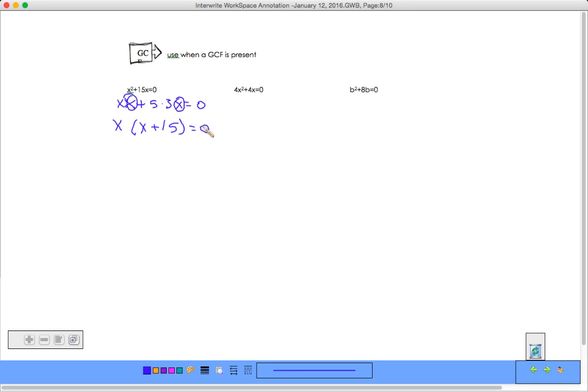Or for those of you that are getting really good at GCF, we can look at this and say they both share an x, so I can take an x on the outside, and x times x would give me x squared. X times 15 would give me 15x. So this is factored by GCF. Once it's factored, if you have two things that are multiplied together that equal 0, that means at least one of them is 0. So I can split this into two separate equations now. I can say either this piece right here equals 0, or this piece right here equals 0. Here I'm going to subtract and I get x equals negative 15. So I have two answers once again.